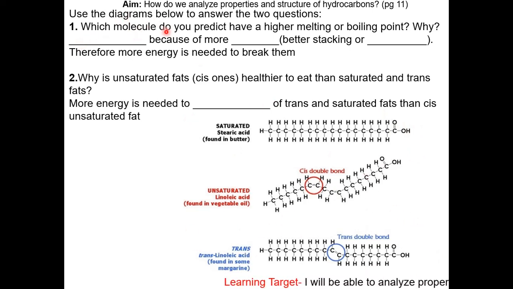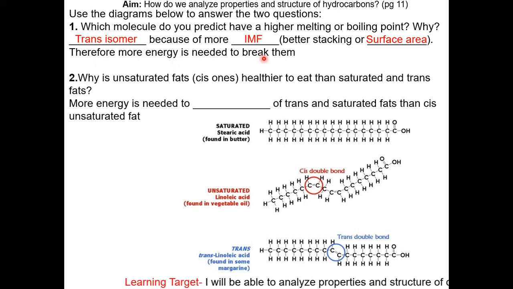Which of these molecules do you predict to have a higher melting or boiling point, and why? You should know from the previous unit, the boiling point and melting point depend on the strength of the intermolecular forces. So which of these will have stronger intermolecular forces? It is the trans isomer because it has more intermolecular forces, there's better stacking or surface area in comparison to the unsaturated and saturated fatty acids. Therefore, more energy is needed to break them. That is why trans fats are unhealthy.